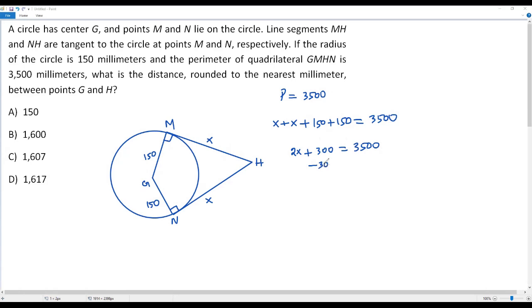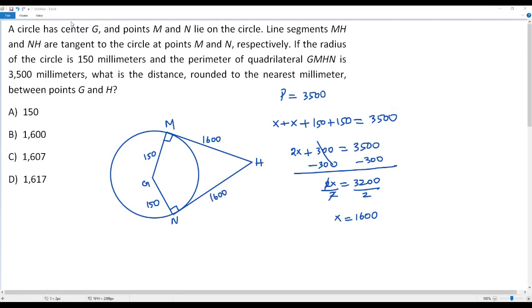Let me subtract 300 from both sides. When I do so, the positive and negative values cancel out. I'm getting 2x equals 3200. Let me divide both sides of the equation by 2. Then the 2 will cancel out, and I'm getting x on the left side. When I divide 3200 by 2, I'm getting 1600. Here I got the value of x, that is 1600. Let me replace x in the figure by 1600, and also here 1600.